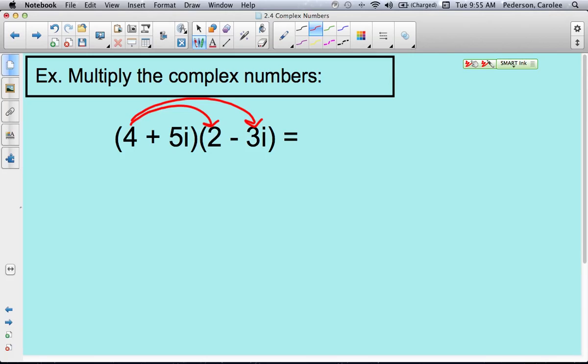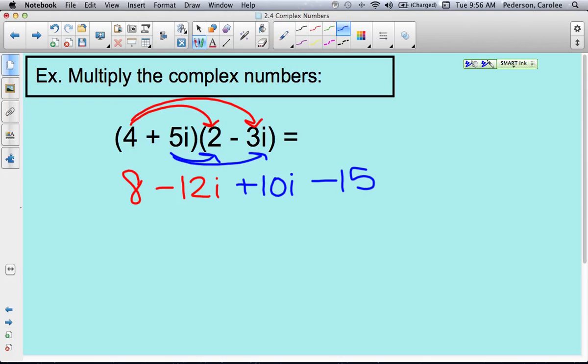So 4 times 2 is 8. 4 times negative 3i is negative 12i. Then we're going to distribute the 5i to the two terms in the second parentheses. 5i times 2 is 10i. And then 5i times negative 3i is negative 15i squared.